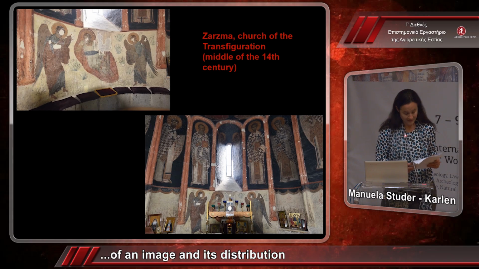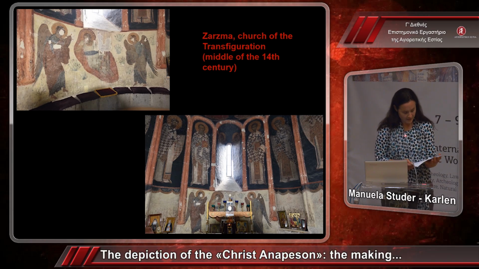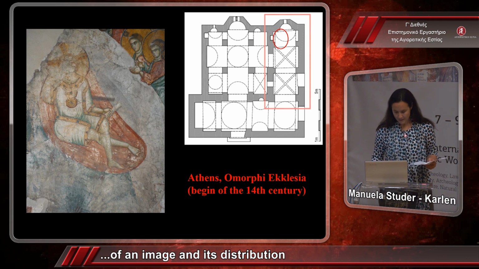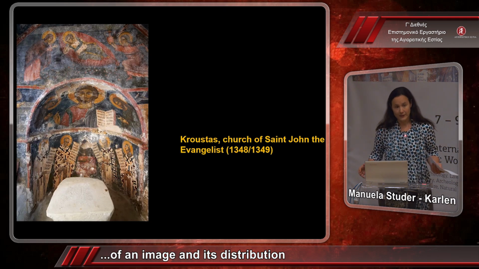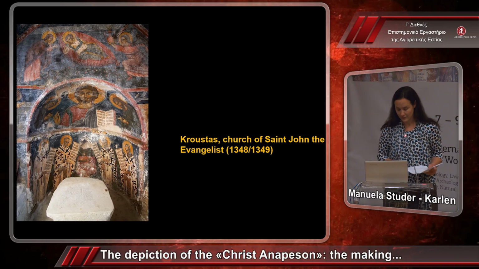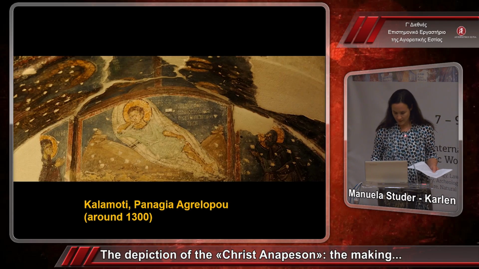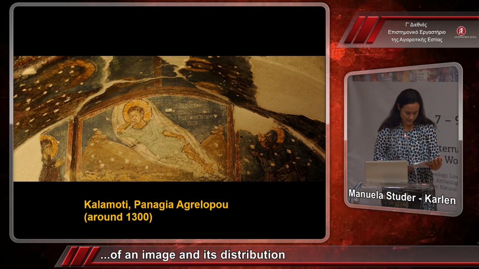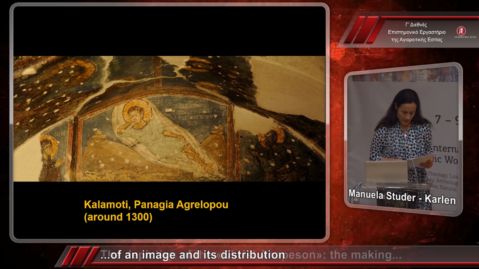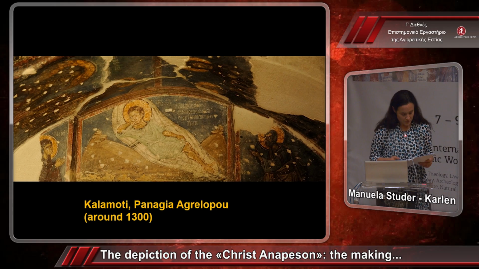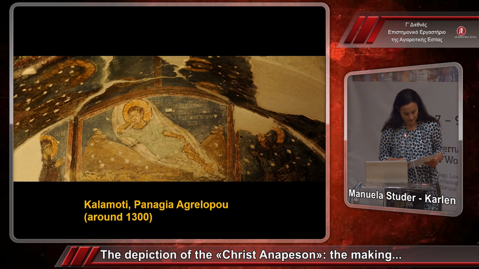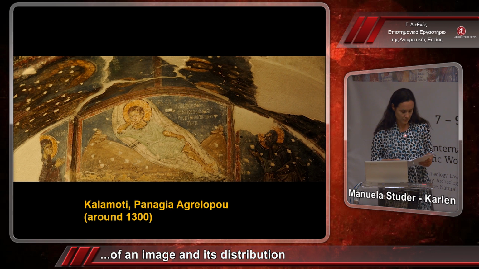Thanks to the connection to the clearly Orthodox rite of Epitaphios Threnos, the Anapeson image stands as a symbol of orthodoxy, as can be seen in some programs. So in Omorphi Ecclesia, in Athens under the Latin rule, or in the churches of Crete. There are a lot of examples in Crete under the Latin rule as well, or in the Panagia in Kalamotti in Chios, under the rule of Genoa. The historical events motivate the choice of the Anapeson picture as a scene which clearly testifies to the orthodoxy due to its connection to the Orthodox rite of Epitaphios Threnos.